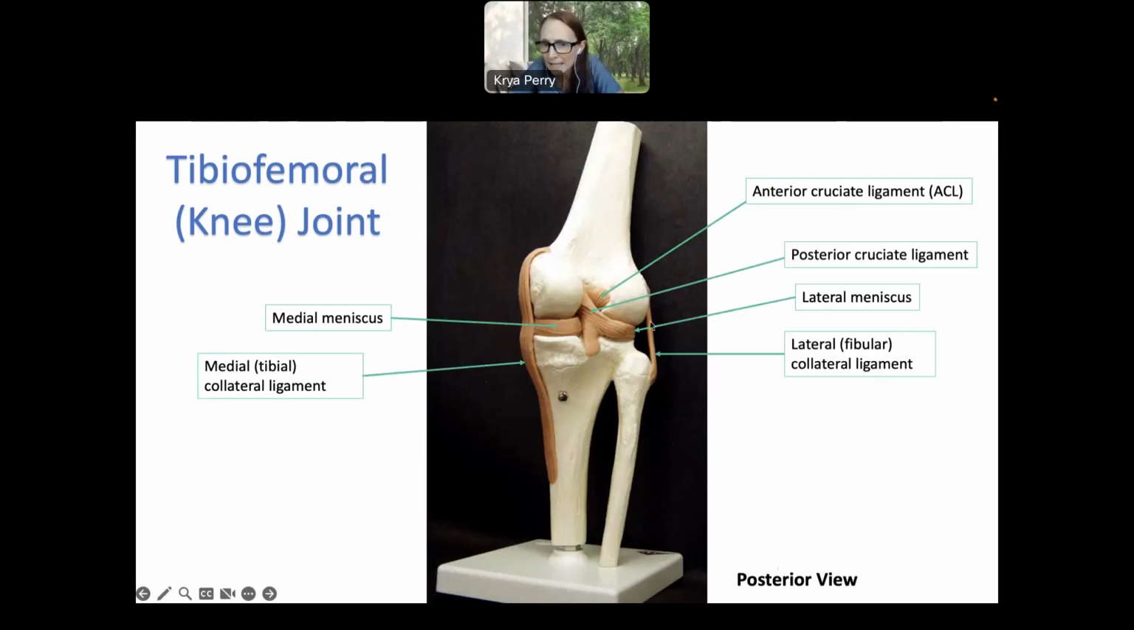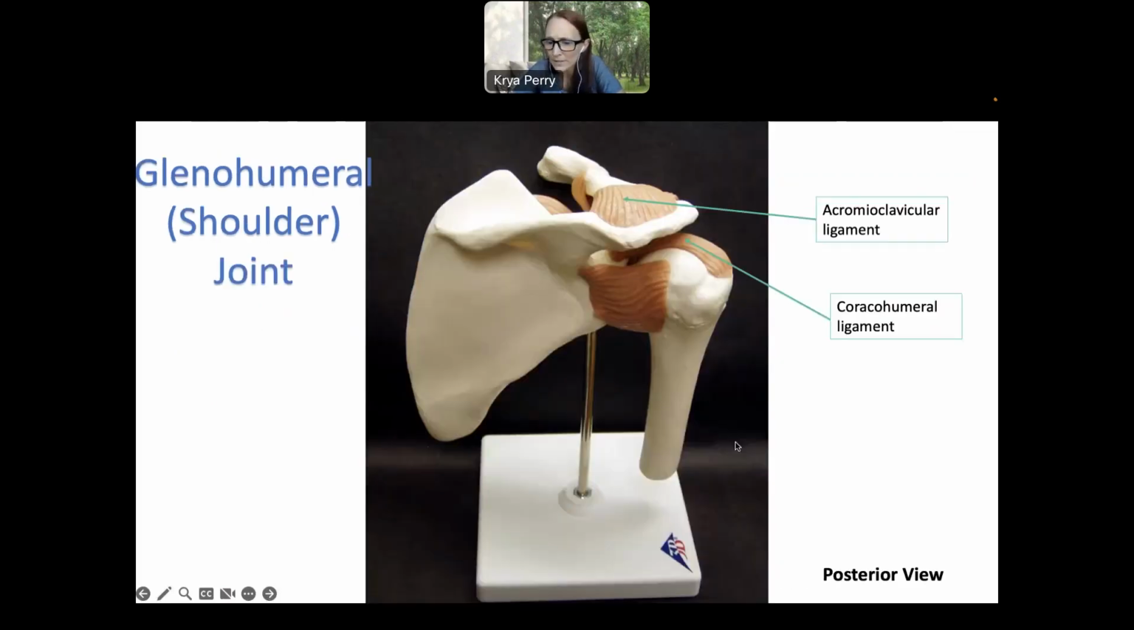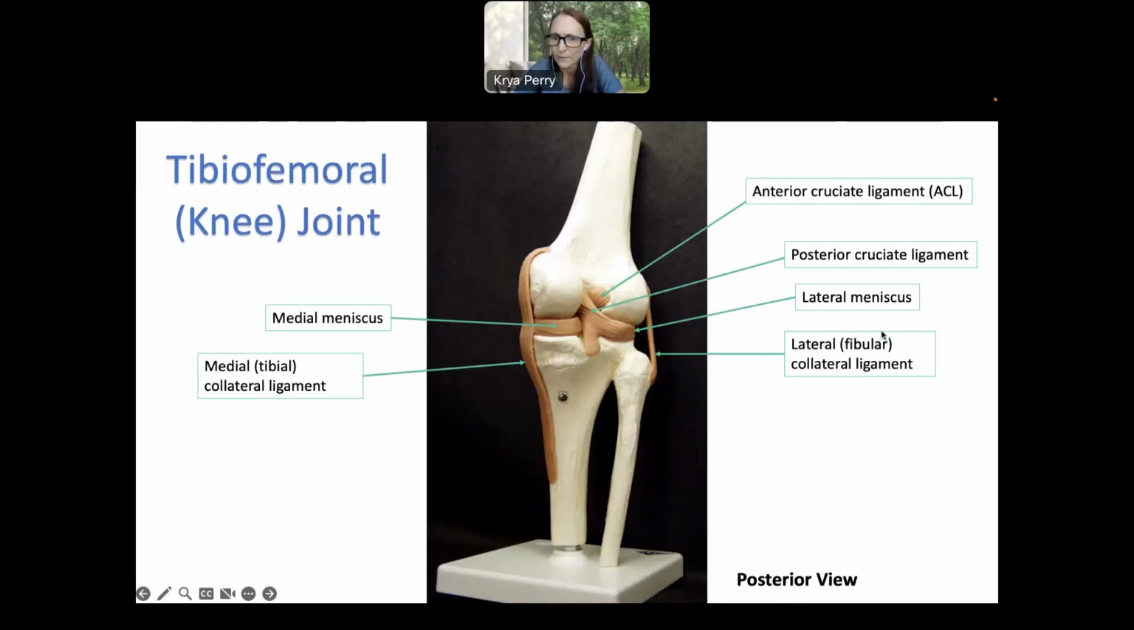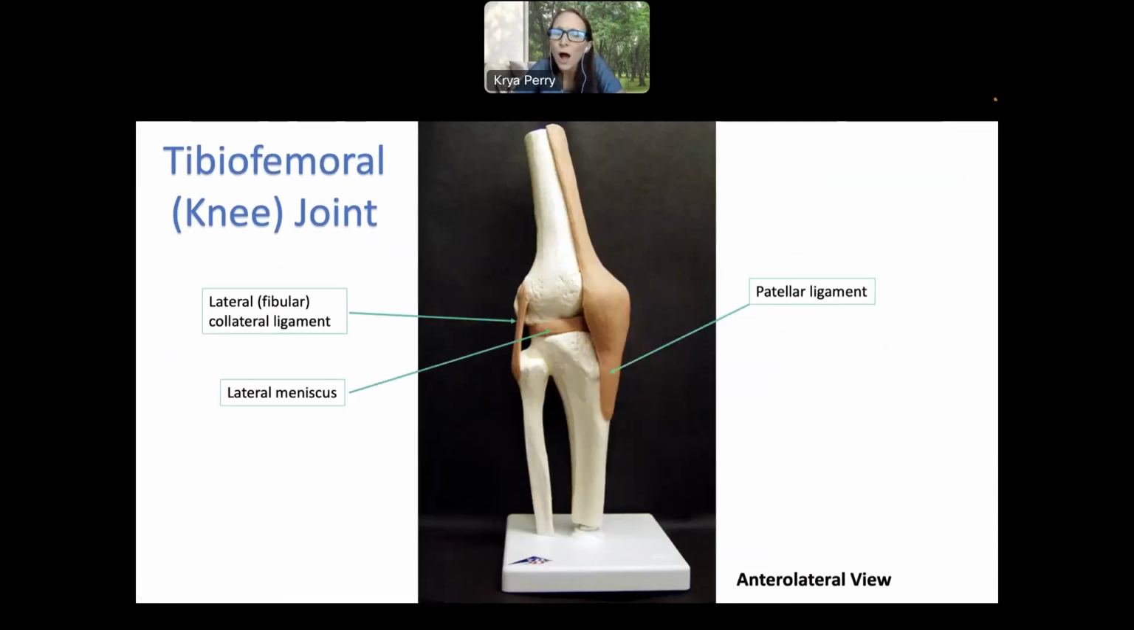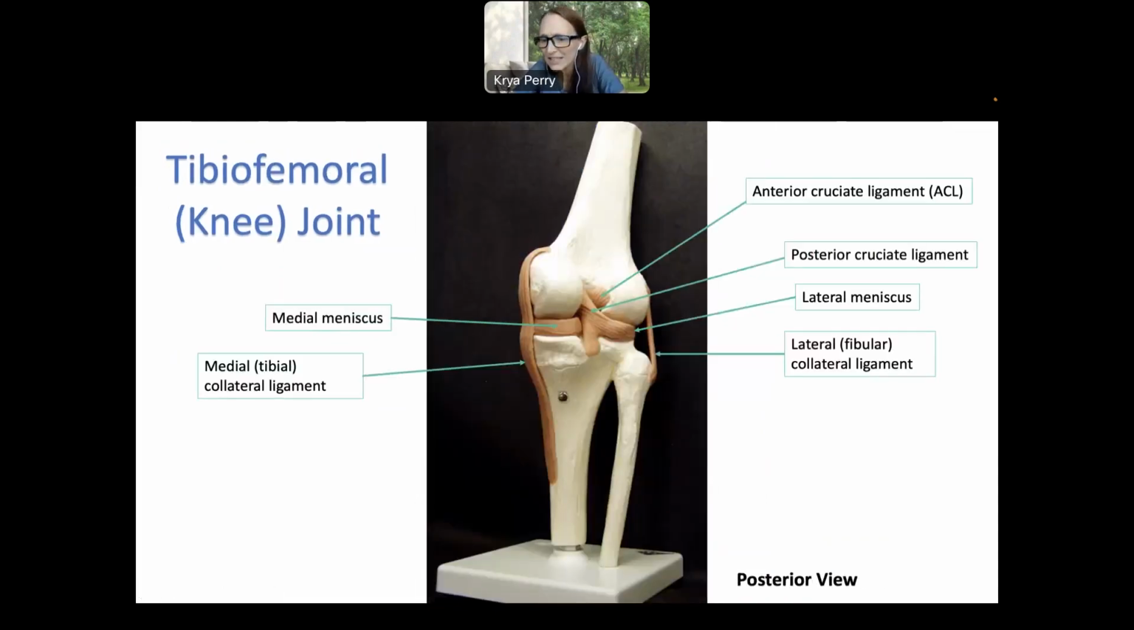And then here again, on the lateral side, you're going to have the lateral collateral ligament and the lateral meniscus there. So let's go ahead and go to the next. Oh, I don't have, I'll show you another one of the knee joint in just a minute. I don't have a good one here that shows the anterior cruciate ligament, but I will show you on another set of models. I'll show you where you can see the anterior cruciate ligament just a little bit better.